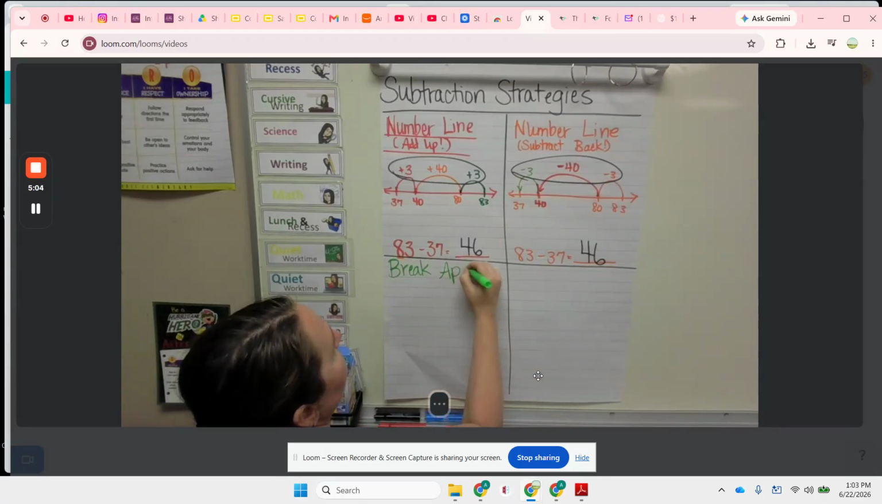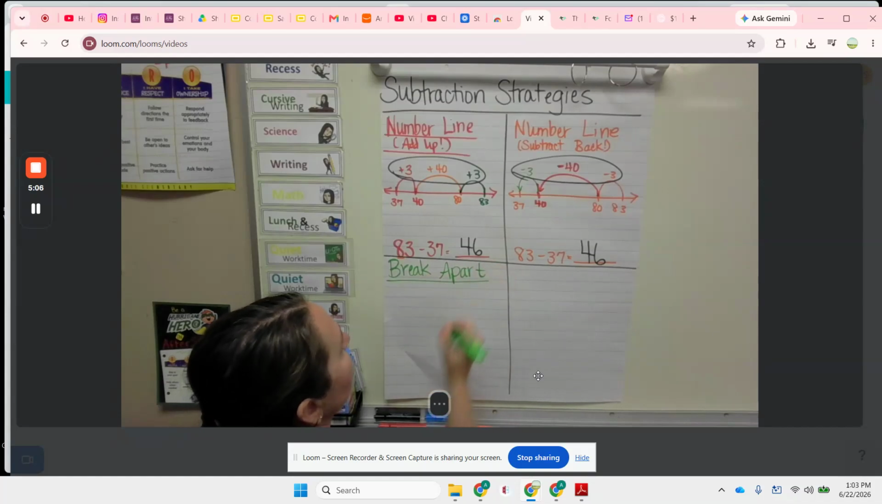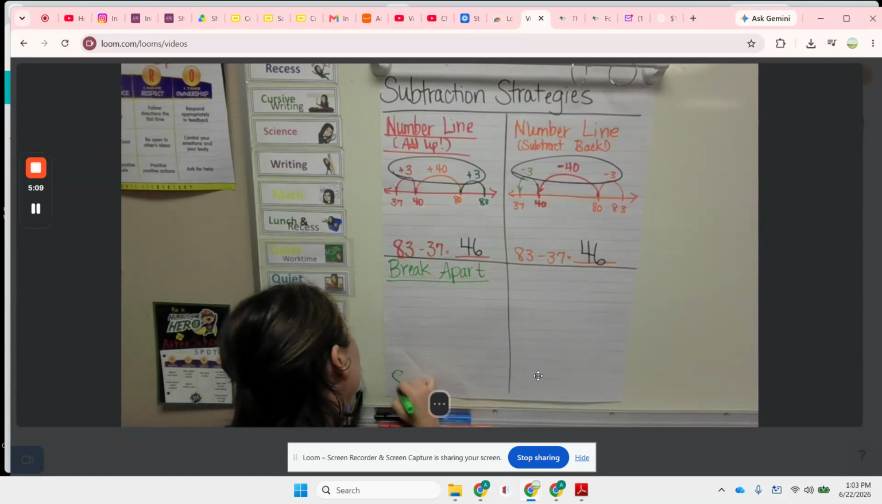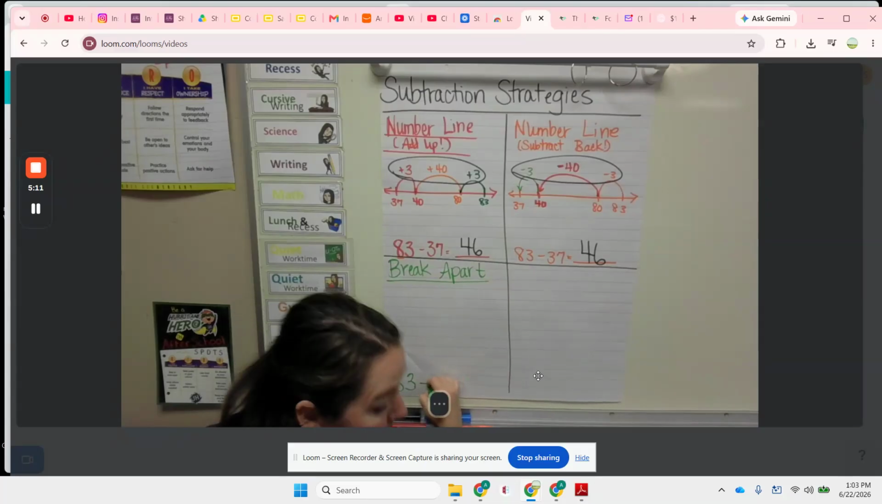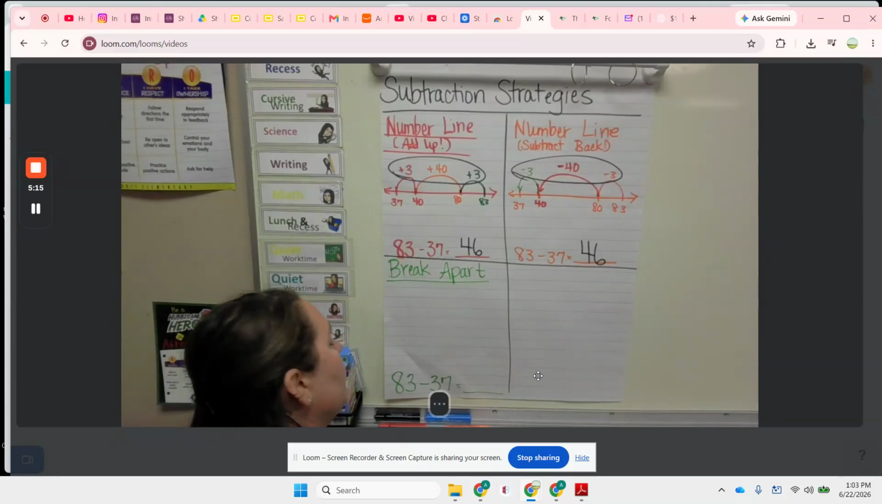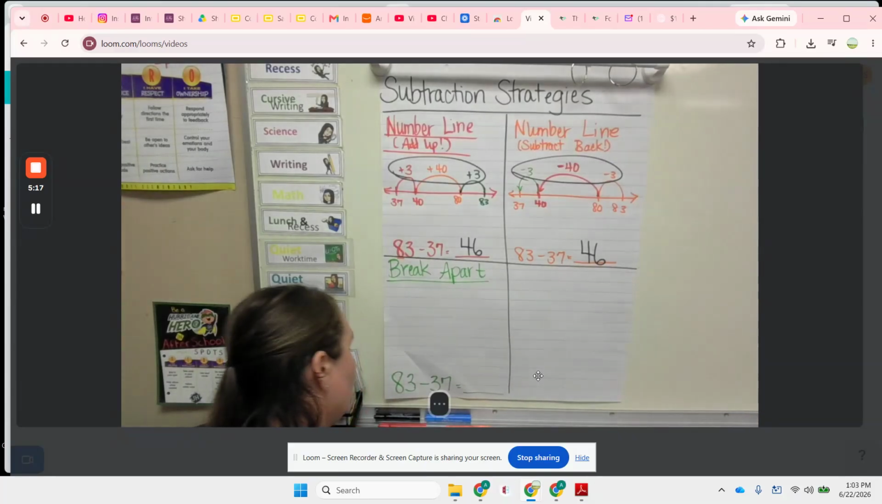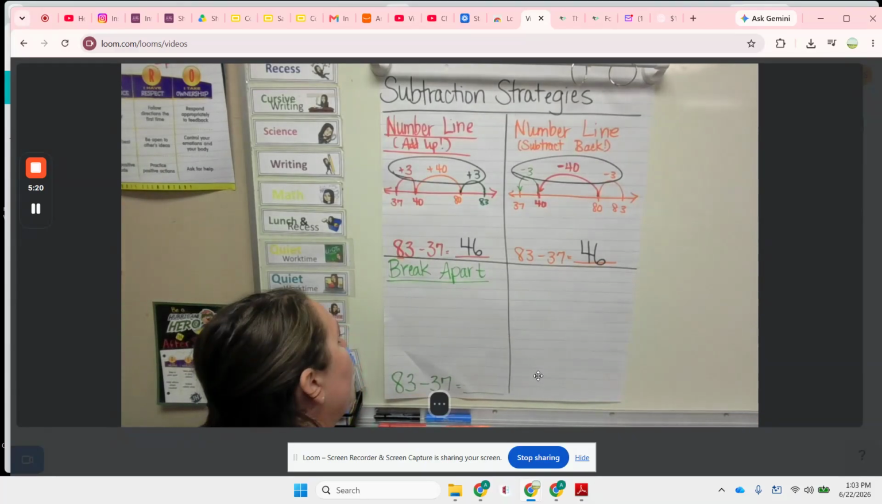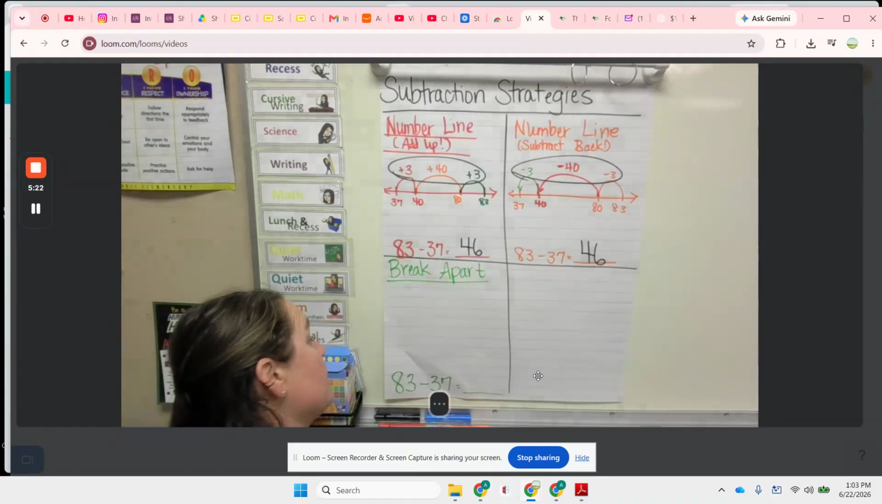Okay, now with addition, this box was also break apart. So we are going to do a break apart strategy here. Again, in my classroom, anytime we use a break apart strategy, I always tell them and remind them of our rule. If you're going to break one number, the other number has to stay the same.